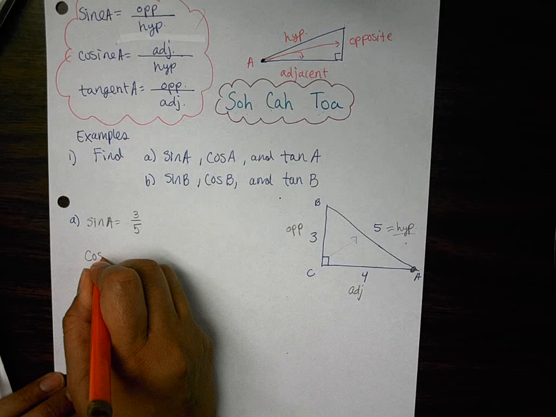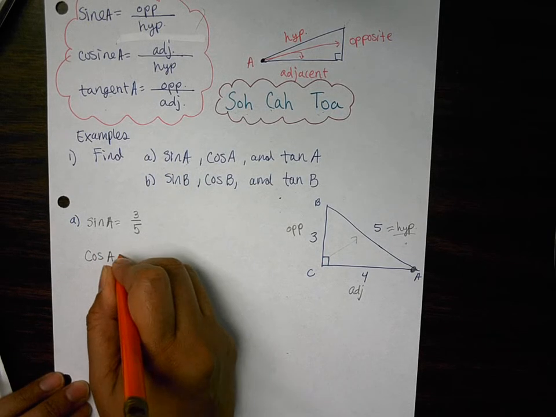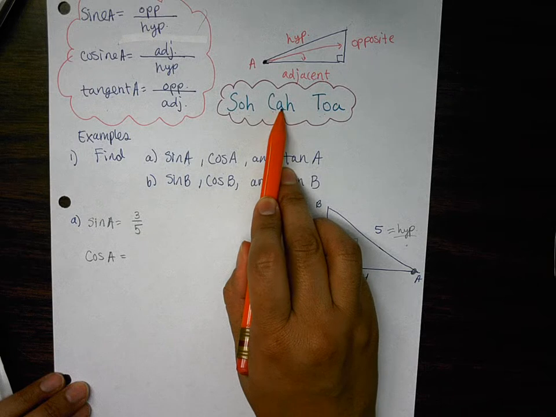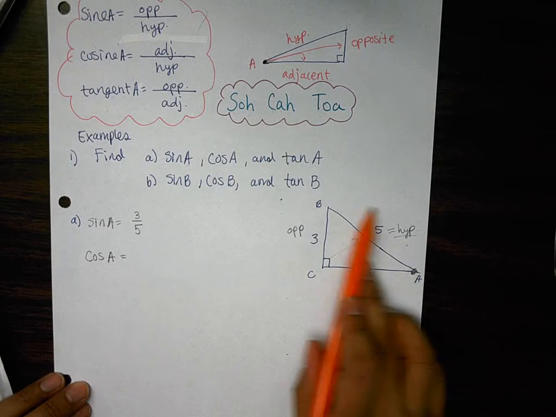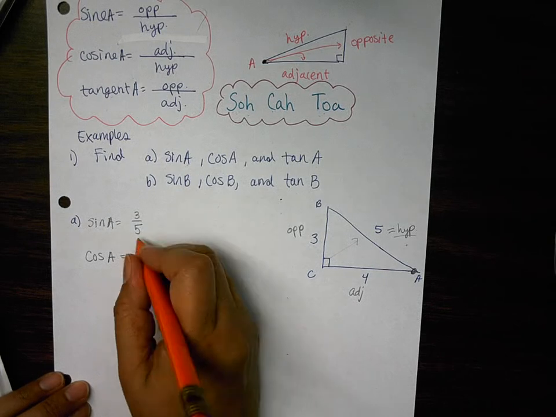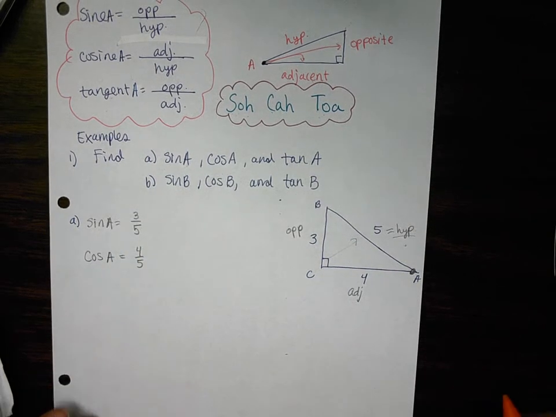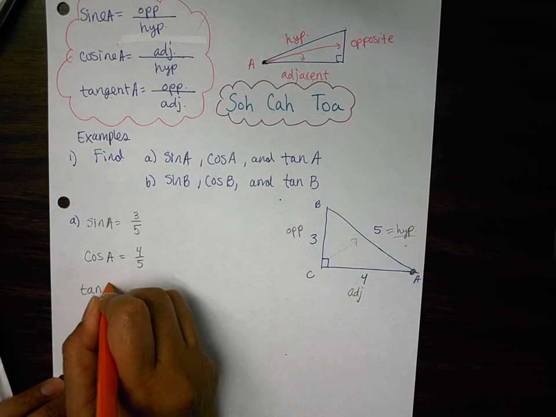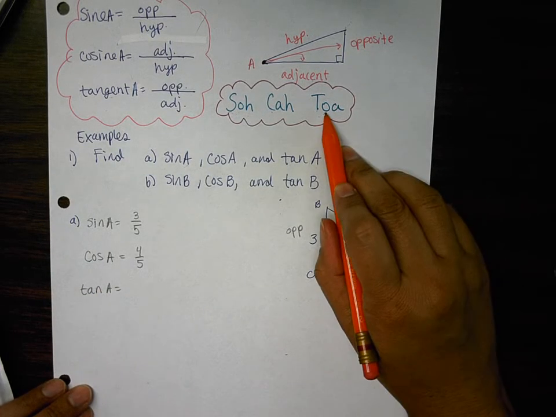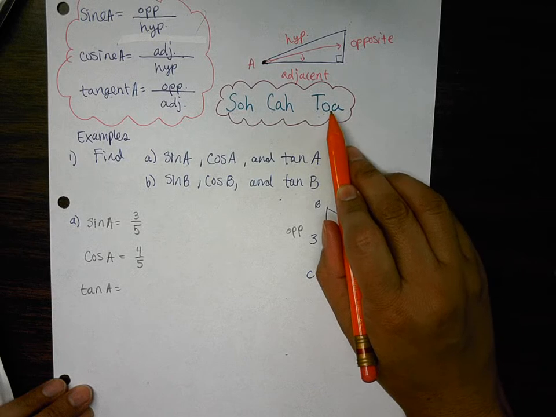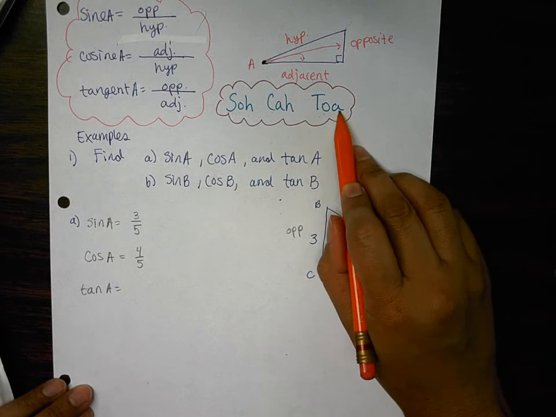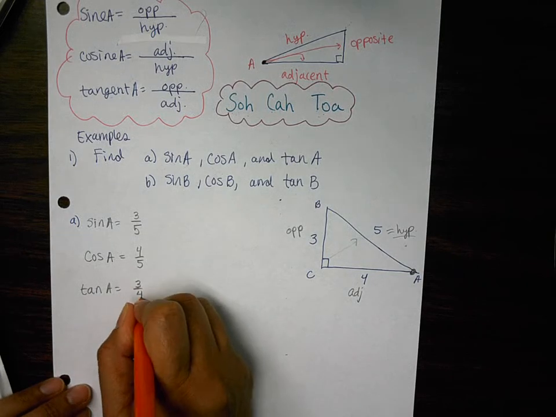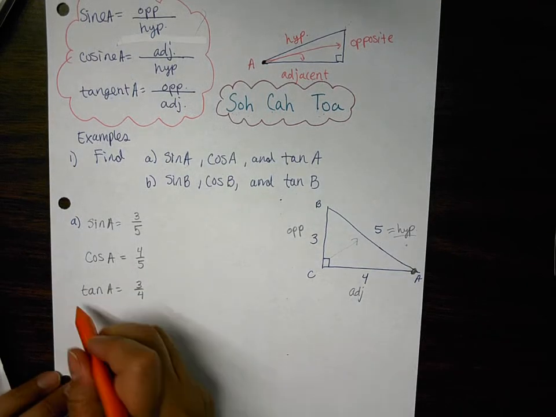Cosine of A. Cosine is what in words? Adjacent over hypotenuse. So it's all labeled for you. What's adjacent over hypotenuse? 4 over 5. Does that reduce? So you're done. All right, tangent of A. Looking here, what is tangent of A? What is tangent in words? What over what? Opposite over adjacent. It's all labeled. What's opposite over adjacent? And does that reduce? Nope. So that's it. You're done with part A.